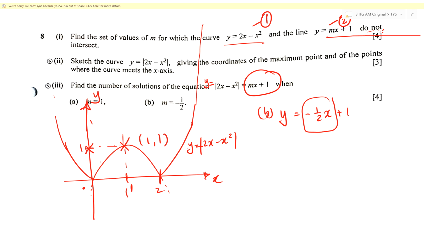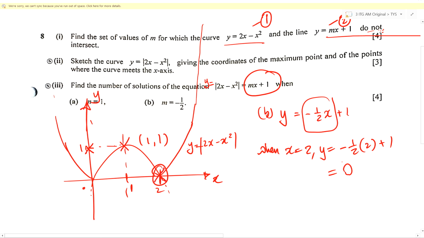So we need to identify another point for us to be able to determine the number of solutions. A convenient point for us to choose is therefore this x value of 2. When x equals 2, I want to see where my straight line is. When x equals 2, y equals negative half times 2 plus 1. That's 0. Right? When x equals 2, y equals 0.